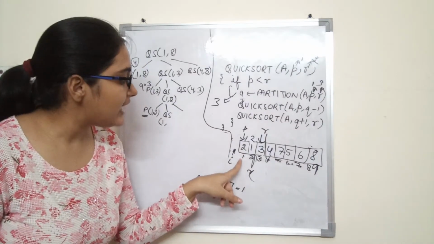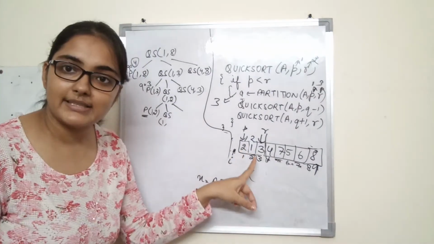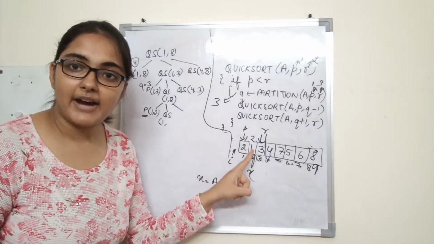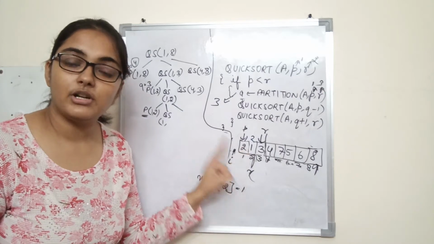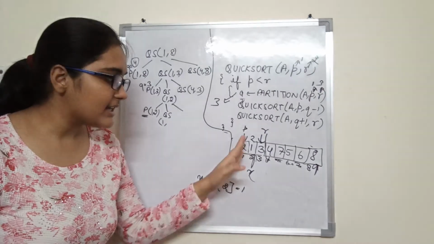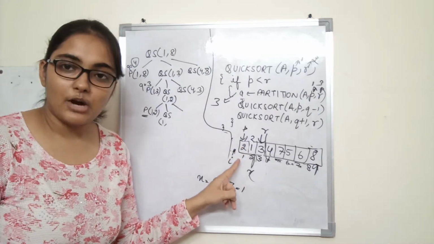Now it will check if A of J is less than or equal to X. Is 2 less than or equal to 1? No, false. So what will it do? It will increment, but then it will find out that J has become equal to R. So the loop fails. Alright. So J runs only till 1.